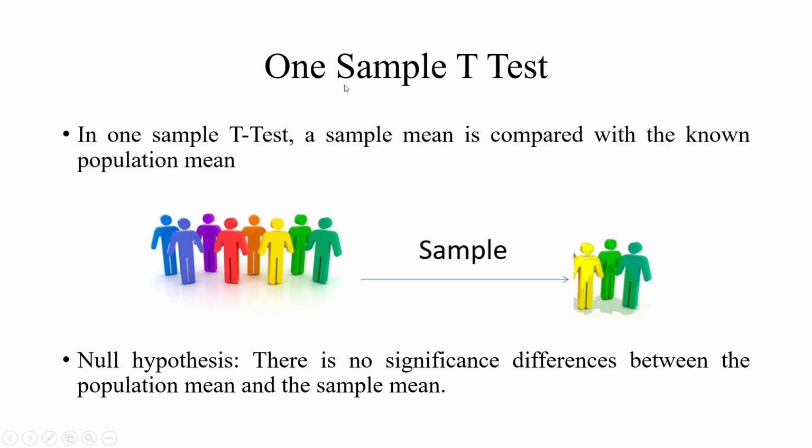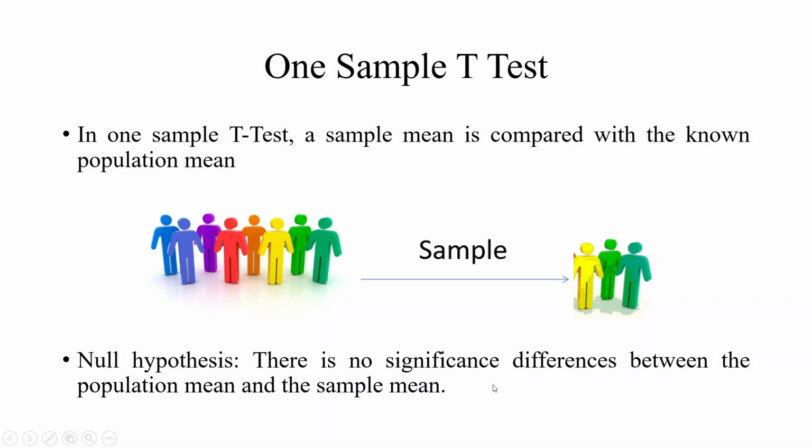We start with the one sample t-test. In one sample t-test, the sample mean is compared with the known population mean. So this is a population from which a sample is extracted. So the sample mean is compared with the population mean. Null hypothesis is there is no significant difference between the population mean and the sample mean.